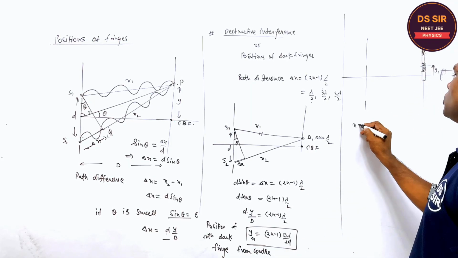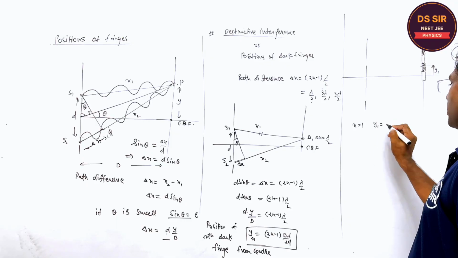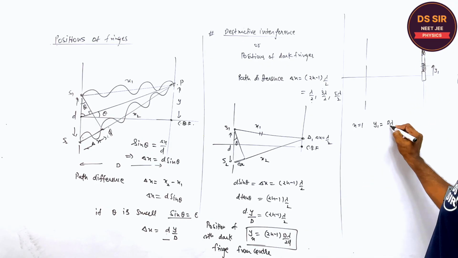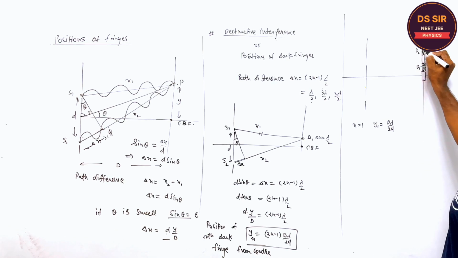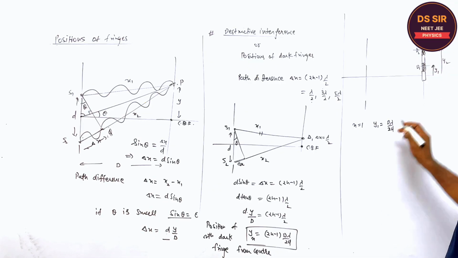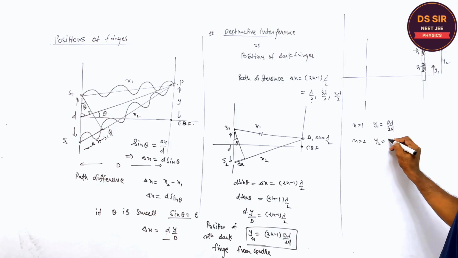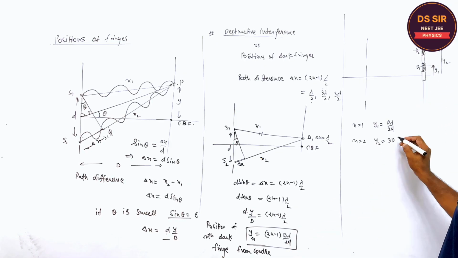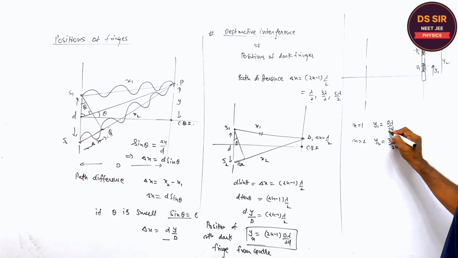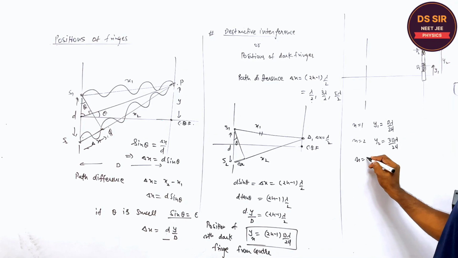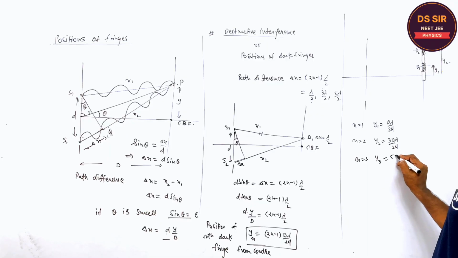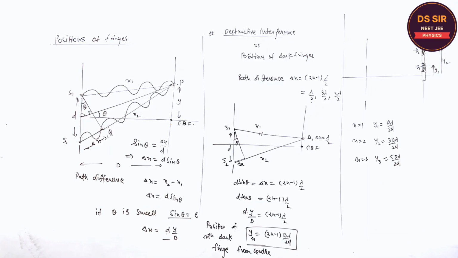So if n is equal to 1, what is y1? Y1 is d lambda over 2d. Is it clear or not? So this distance is y1 for D1. For D2, this is y2. You tell. For n equal to 2, what is y2? If you put n equal to 2, it is 3d lambda over 2d. Is it clear? So this distance is y2. For n equal to 3, what is y3? Say 5d lambda over 2d. Are you getting it or not?